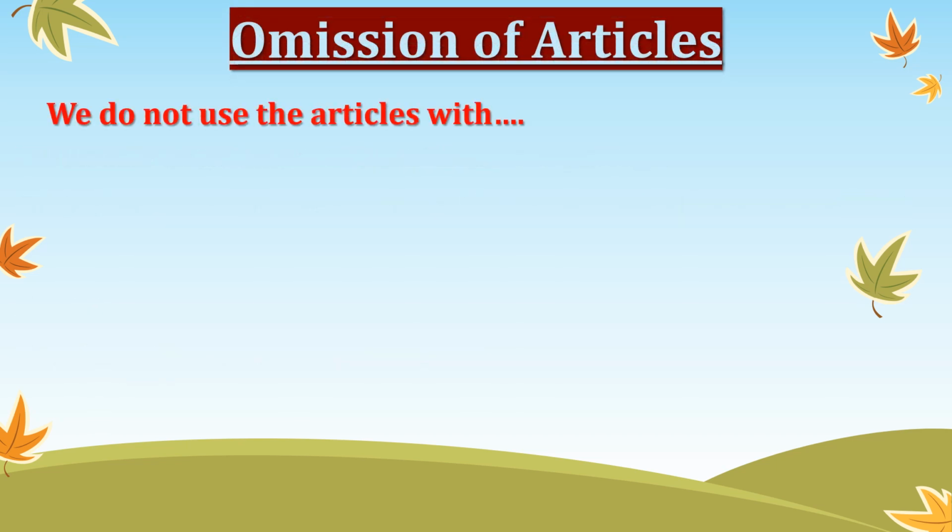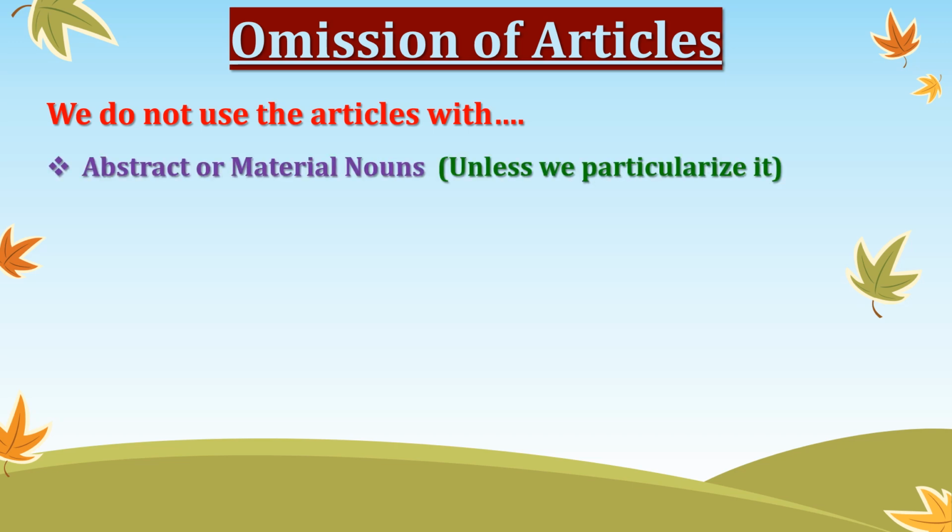We do not use articles with abstract or material nouns unless and until we particularize it. That means we do not use articles before any abstract or material noun. But in case we are talking about some particular material noun, then yes, we will use an article before that.